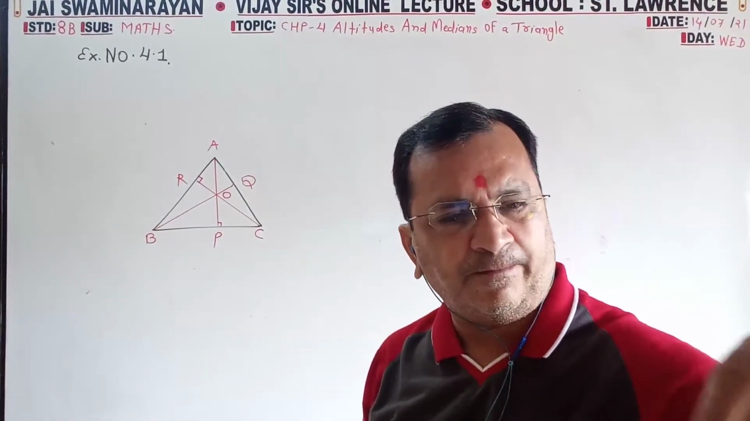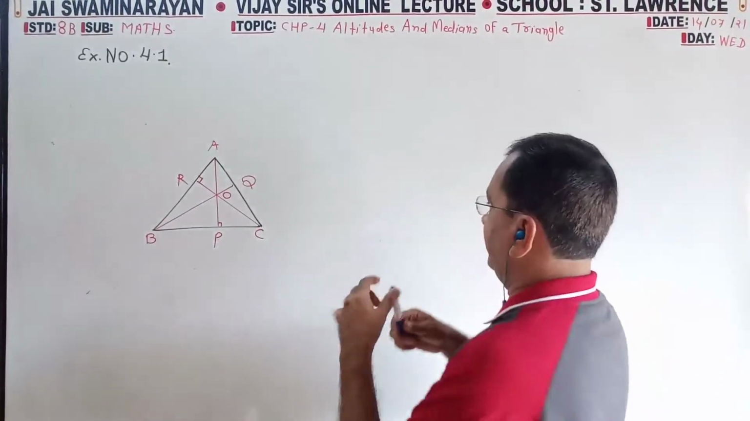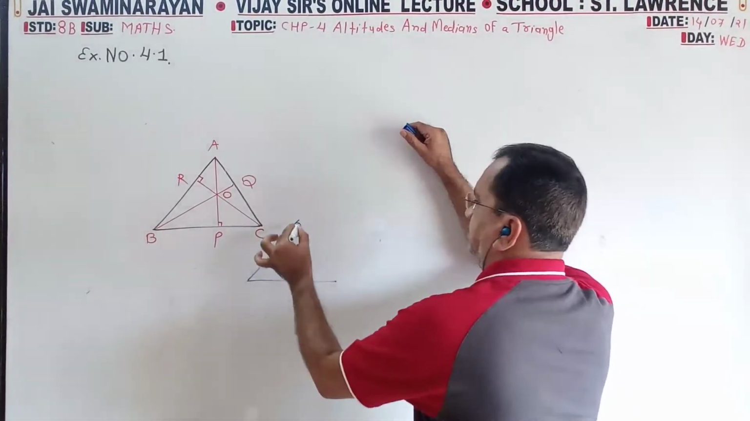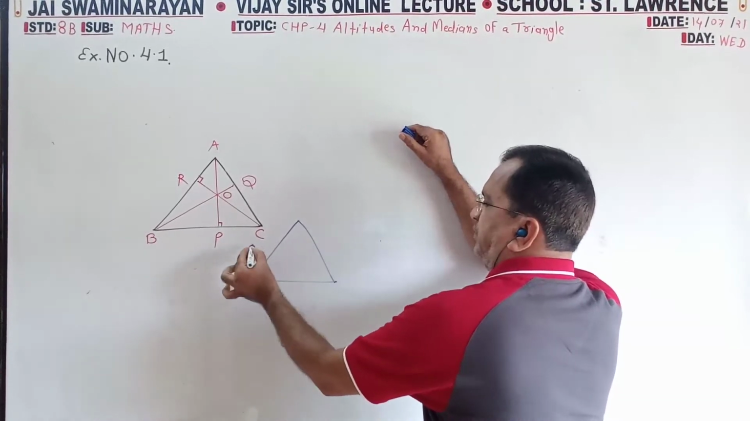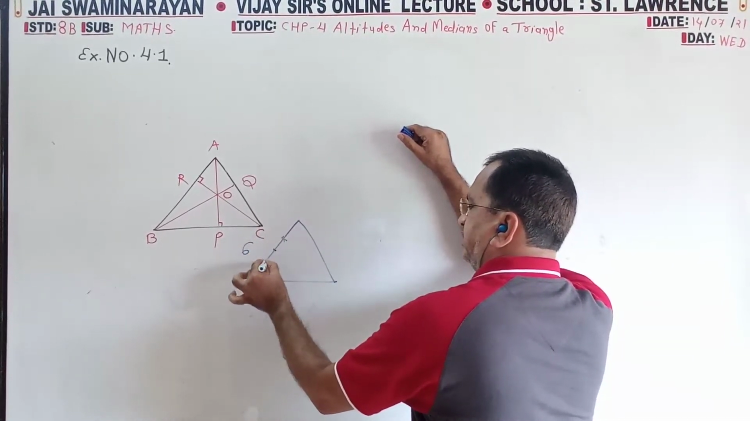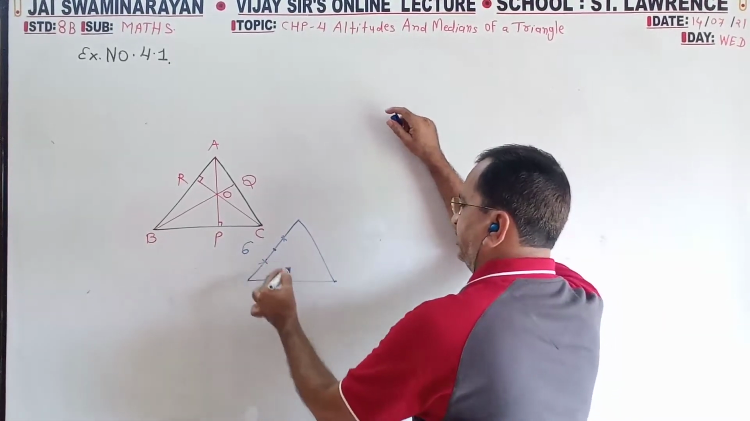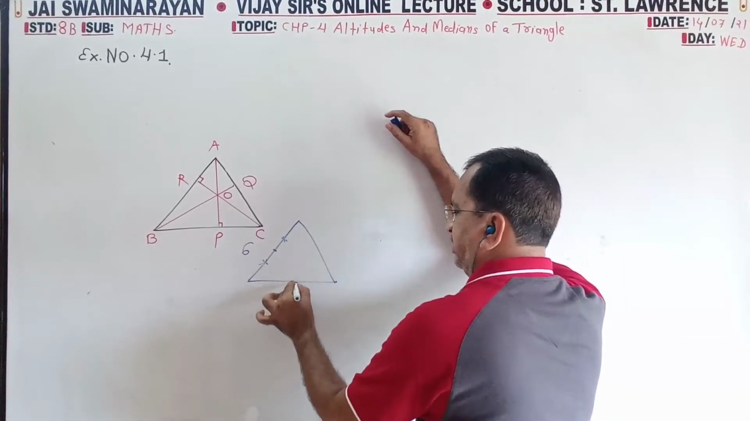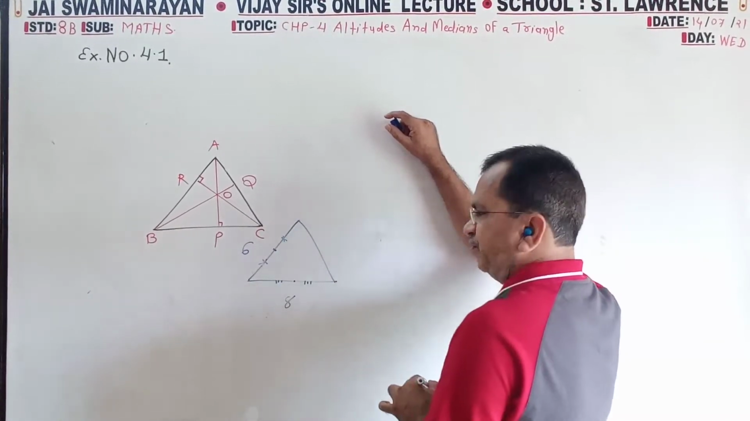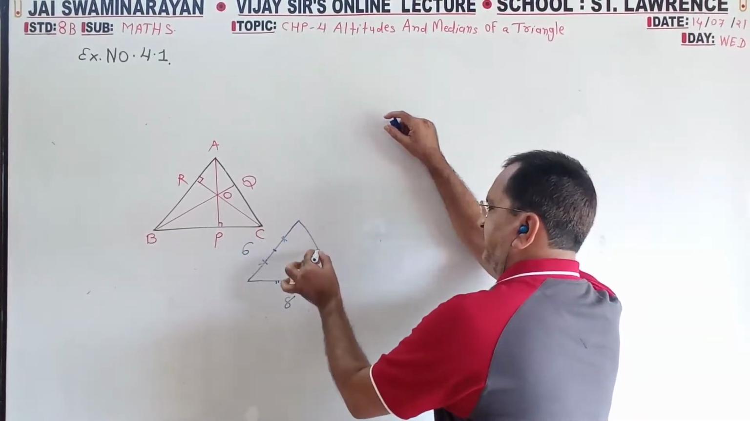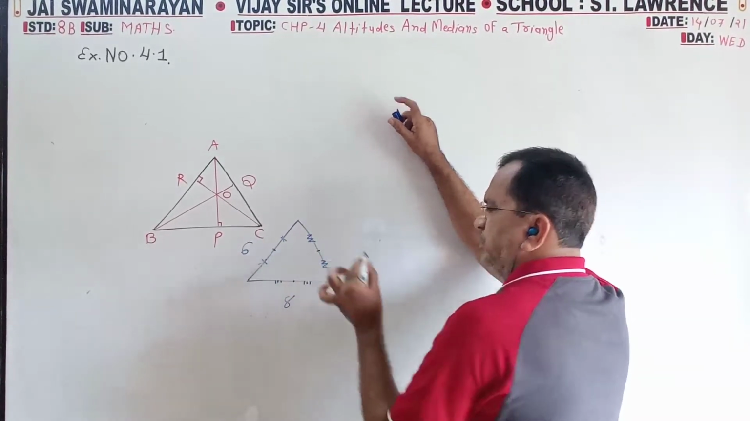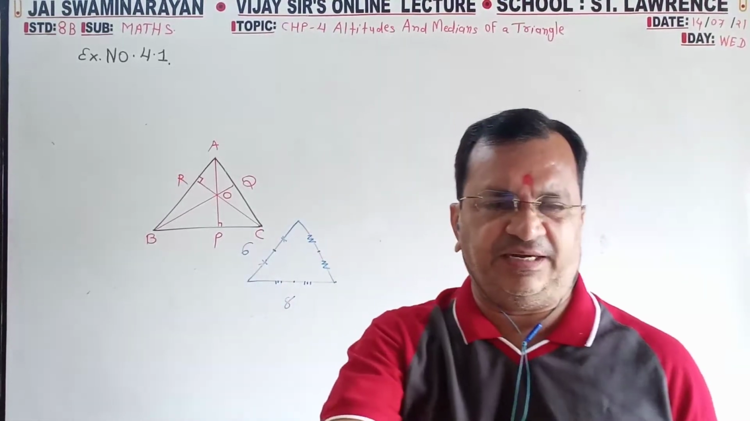Now, median. If the side is 6 centimeter, take the midpoint at 3 centimeter. If it is 8 centimeter, take the midpoint at 4 centimeter. If it is 10 centimeter, take the midpoint at 5 centimeter.